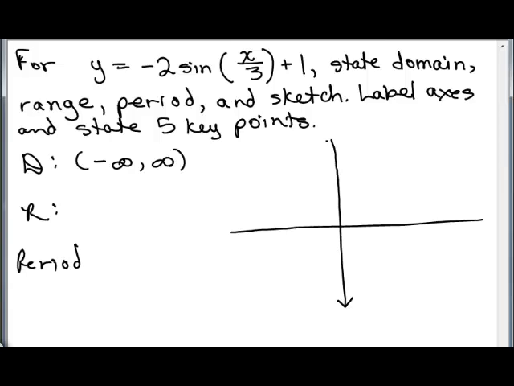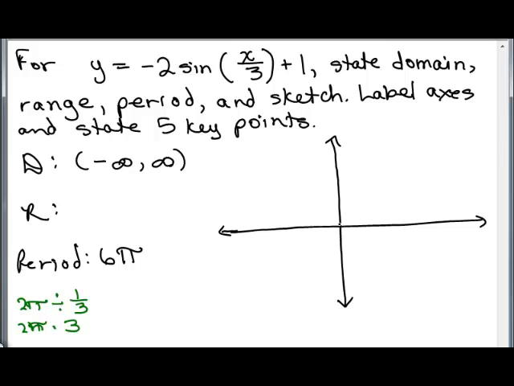We would need to know the period, right? So let's figure out the period. Notice the coefficient of x, that's really like 1/3 times x. So the period for sine is 2 pi. Remember, you do 2 pi divided by that coefficient. So that's 2 pi divided by 1/3, which is 2 pi times 3. So the period is going to be 6 pi.